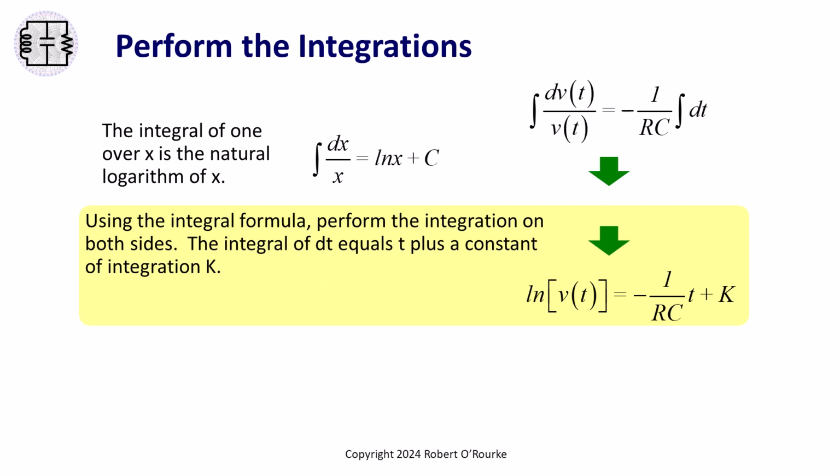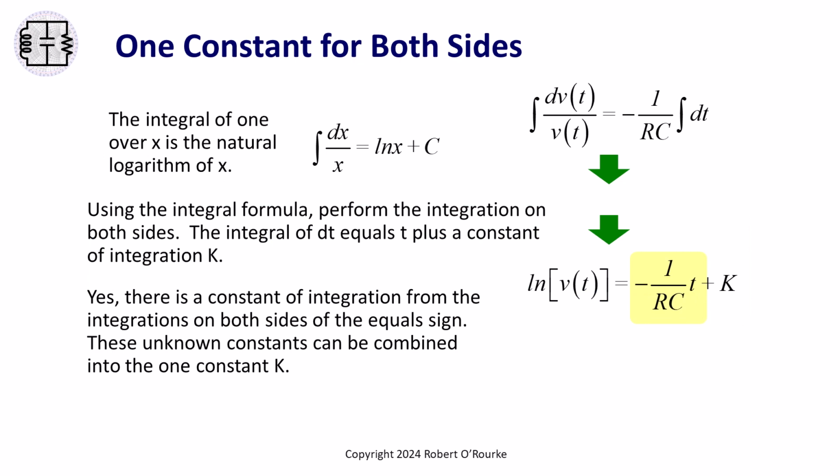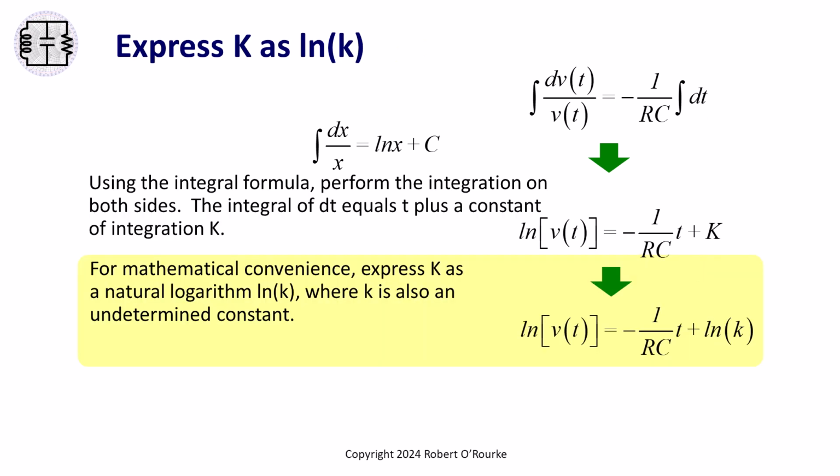Applying the formula for the integral of 1 over x, the left side of the differential equation becomes the natural log of the voltage function v of t. On the right side of the differential equation, the integral of dt is simply the time variable t. Each integral has a constant of integration, which can be combined together into one constant of integration, capital K. Preparing for upcoming steps, express the constant capital K as the natural logarithm of small k. This is still an unknown constant, regardless of the form.